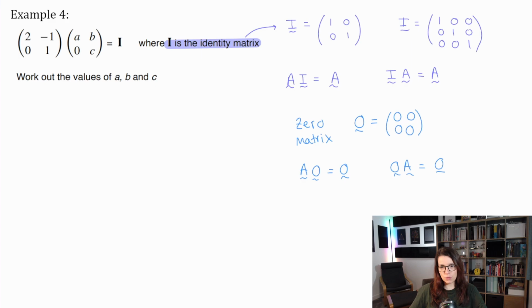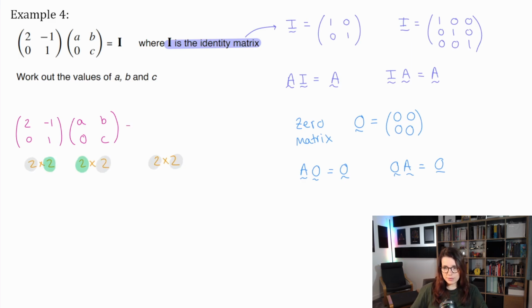So example 4 has two matrices multiplied together equal to the identity matrix, and we need to work out the values of A, B, and C. So first thing I would do is actually multiply these two matrices together. Again, checking the dimensions makes sense. 2 by 2 times a 2 by 2 gives us a 2 by 2. And then when we multiply these two together, using the method that I showed you in the previous examples, we would get something like this. Don't let the algebra put you off, it's just the same thing we were doing before.